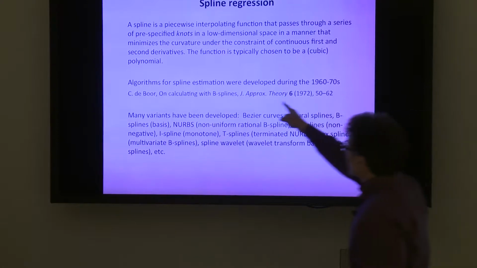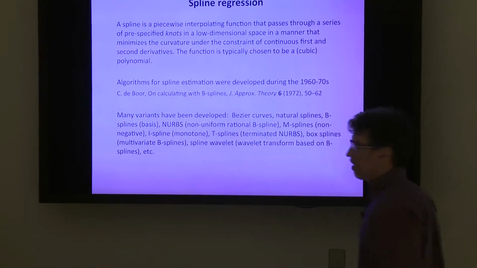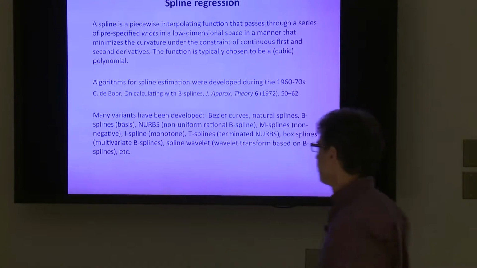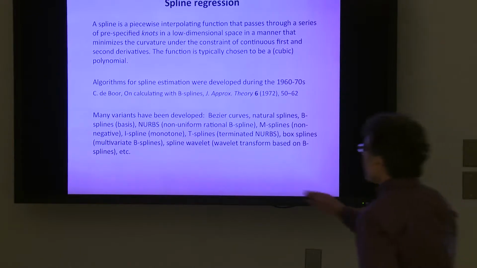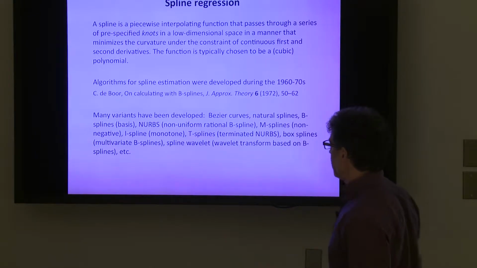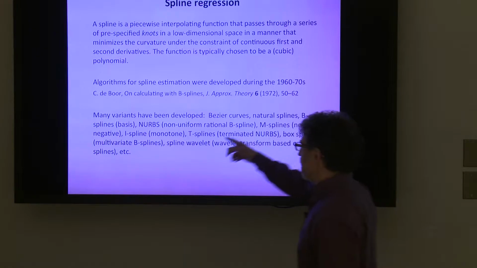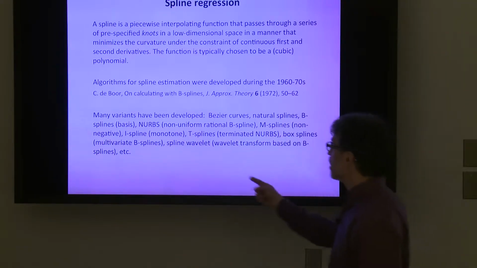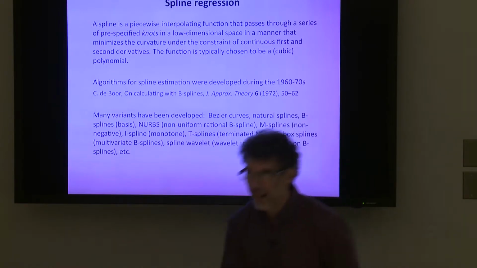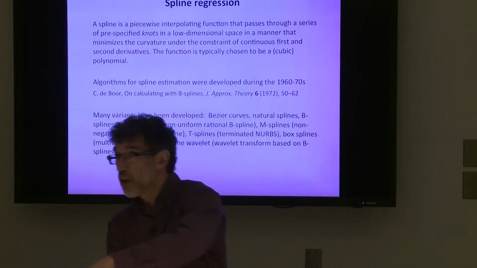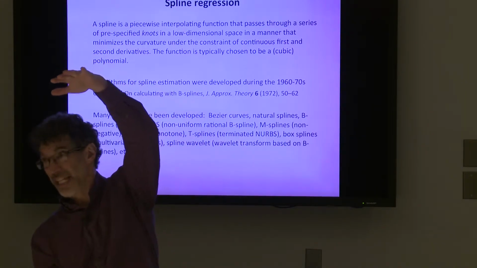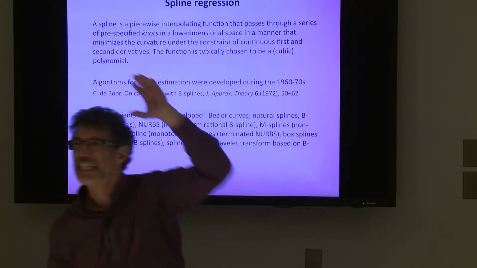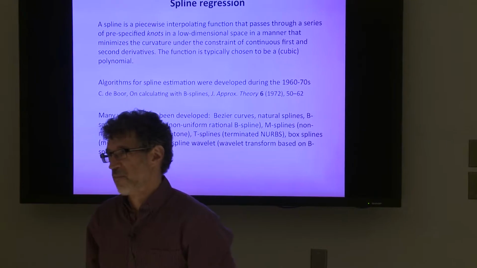I think that's the original guy, de Boer. National Academy, very famous paper. There's quadrillions of different splines: Bezier curves and natural splines and B-splines and NURBS and M splines and I splines and T splines and box splines and spline wavelets. There's books, most of the books are from the 1980s. There's a stack of books up to the ceiling on splines.